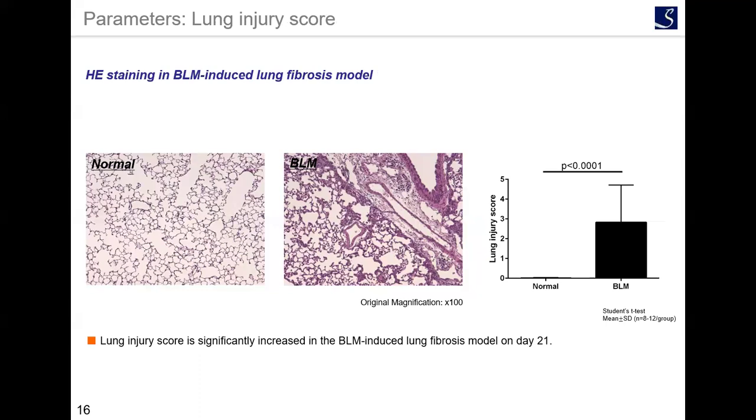And lastly, here is a H&E staining of this model. Lung injury score is increased by 3 to 5-fold compared to normal group. The lung injury score ranges from 0 to 4, respectively, representing no damage, mild damage, moderate damage to severe damage.